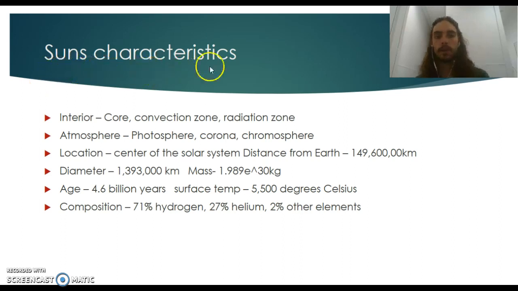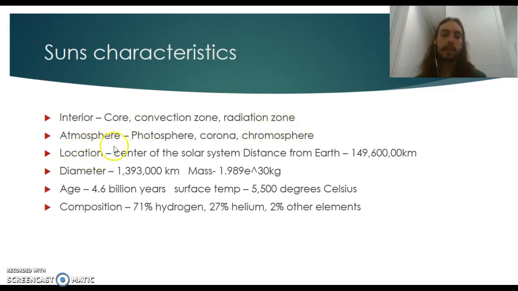So, what are some of the sun's characteristics? Well, the sun has an interior part and an atmosphere. So for the interior, we're going to talk about the core, the convection zone, and the radiation zone, starting from the inside and going out. And then for the atmosphere, starting from the inside going out again, is going to be the photosphere, the corona, and then the chromosphere. Actually, it's the photosphere, then the chromosphere, then the corona.